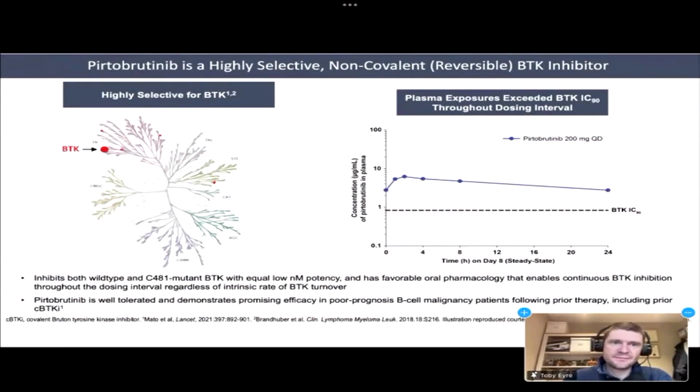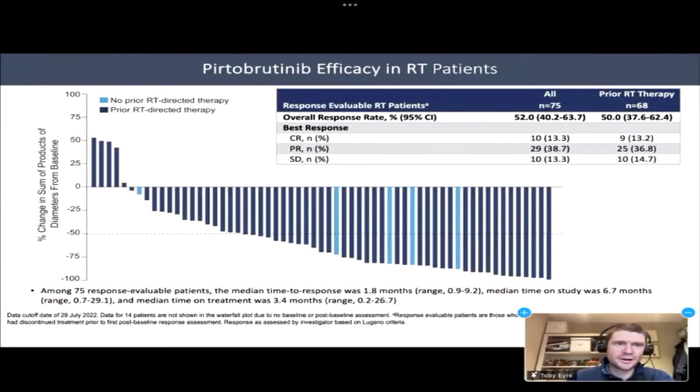So I mentioned I'd talk about pirtobrutinib in a little bit more detail. So this is a highly selective non-covalent reversible BTK inhibitor. It's been studied in a lot of patients now in the Bruin trials. It's very selective. And one of the advantages here compared to other BTK inhibitors is you get coverage across over the IC90 for BTK from a pharmacokinetic point of view across the 24-hour period. So in theory, that may be more important for diseases where there's substantial proliferation and cell turnover, such as Richter's.